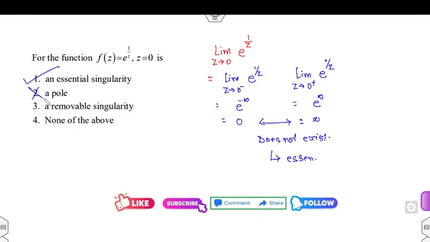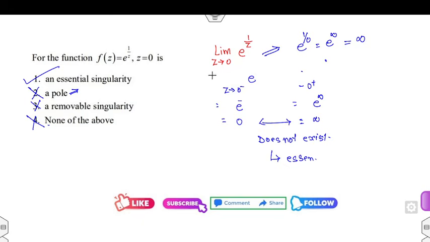Fine. So pole is cancelled because the limit is not infinity, and removable, this option is cancelled. Make sure that if you substitute this limit, e raised to power 1 over 0, e raised to power infinity is infinity, then you may think that it's a pole, but that is not true. This is the first method.